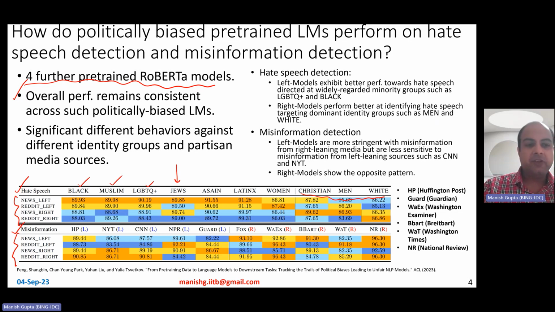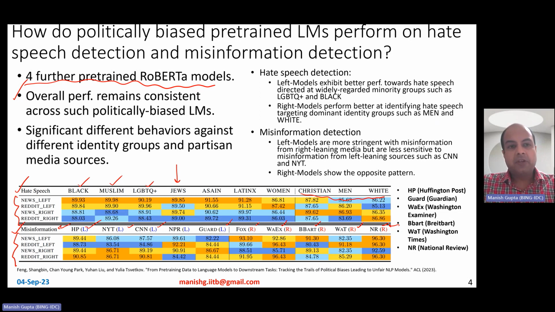Right? If you look at the other kind of task, the misinformation task, again, you have different classes. And in this case, the different classes are basically news media groups. So Huffington Post or New York Times or CNN, the news agency, right? NPR, and then The Guardian, Fox News, you have Washington Examiner, you have Breitbart, you have Washington Times, and you also have National Review. So different news agencies or newspapers, right?